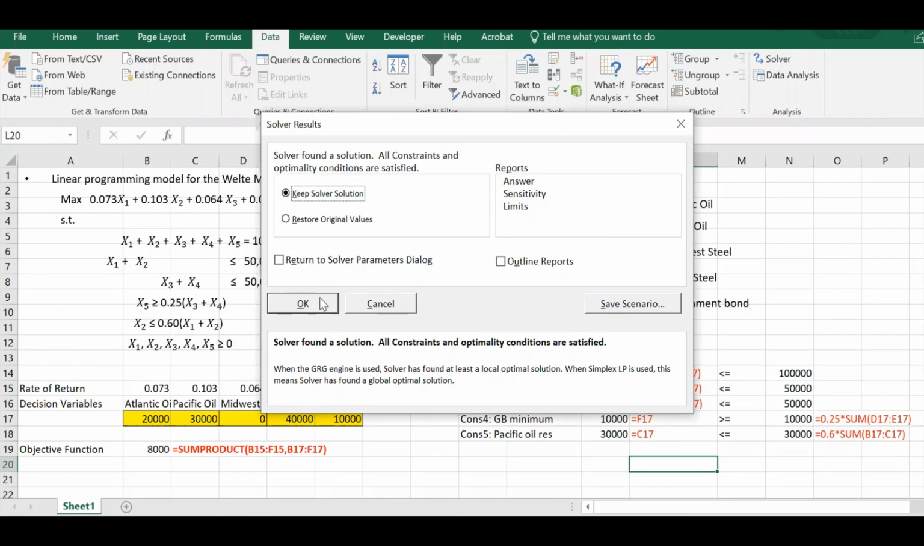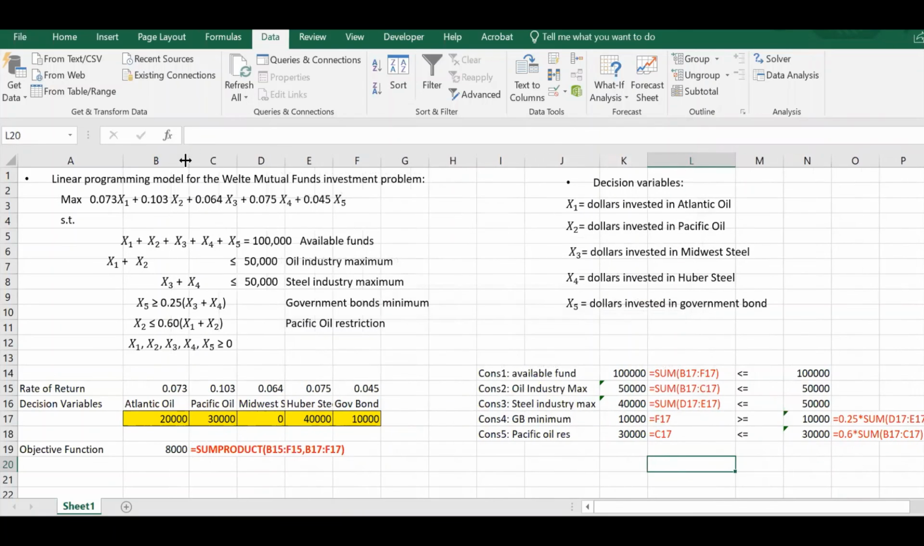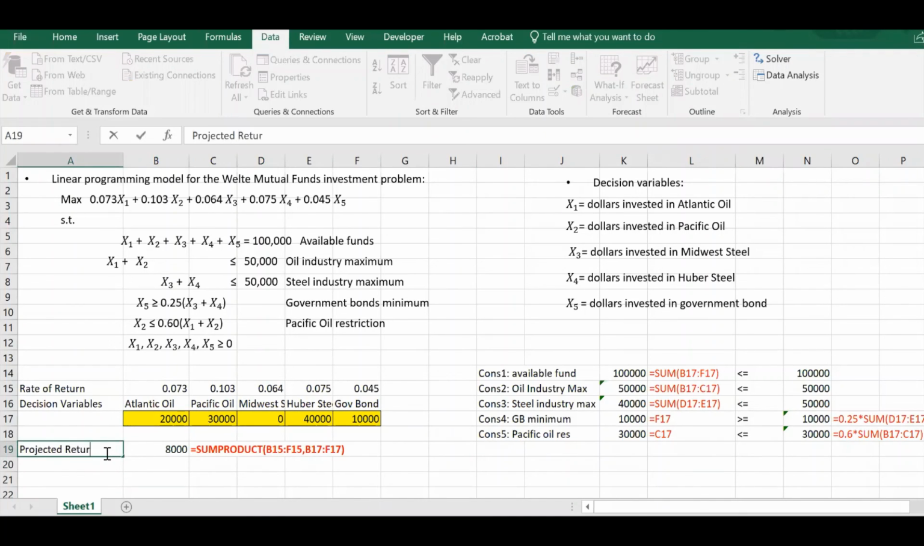When we do that, I'm not going through the answer report and sensitivity report for now. I just want to see the investment. This is how much we're going to invest in each of those. As you can see, Midwest Steel is not enough. We're not investing anything in that, and it's always dominated by Harbor Steel. Whenever we want to make a steel investment, we just go with Harbor. And the total projected return that we can make by investing $100,000 is $8,000. That's the projected return, the objective function, that we wanted to maximize.